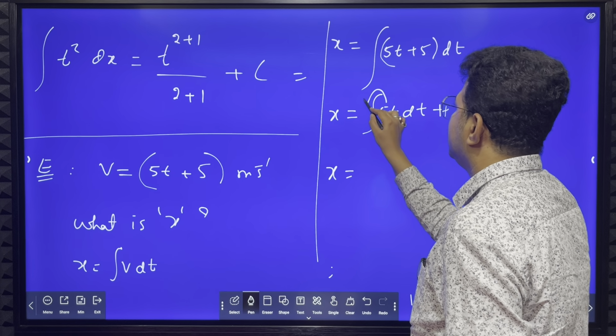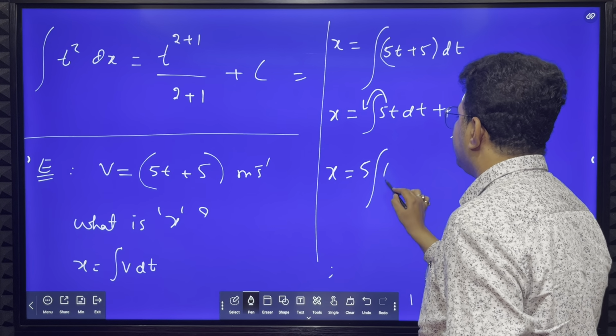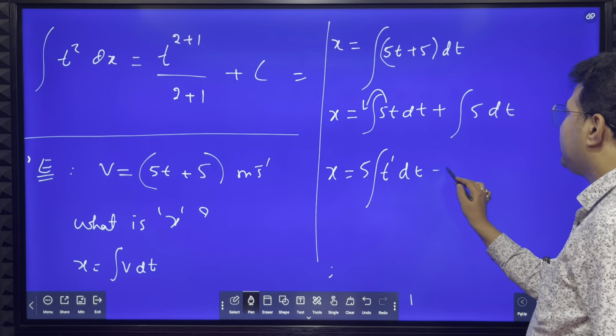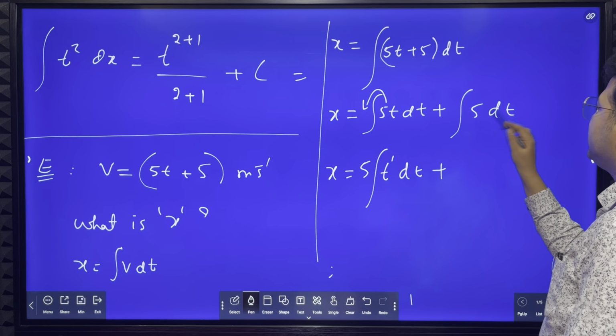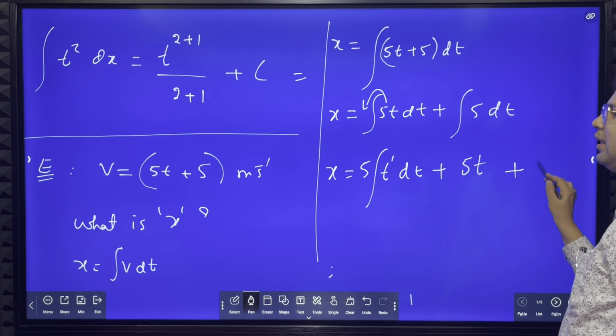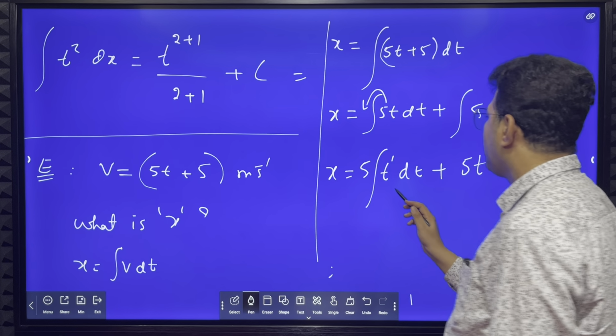So what happens? x equal to 5 comes out, 5 into integration of t with respect to t. Simply if you write t, there is t power 1, plus integration of a constant with respect to t is equal to constant into t. Correct? Now plus c is there everywhere.